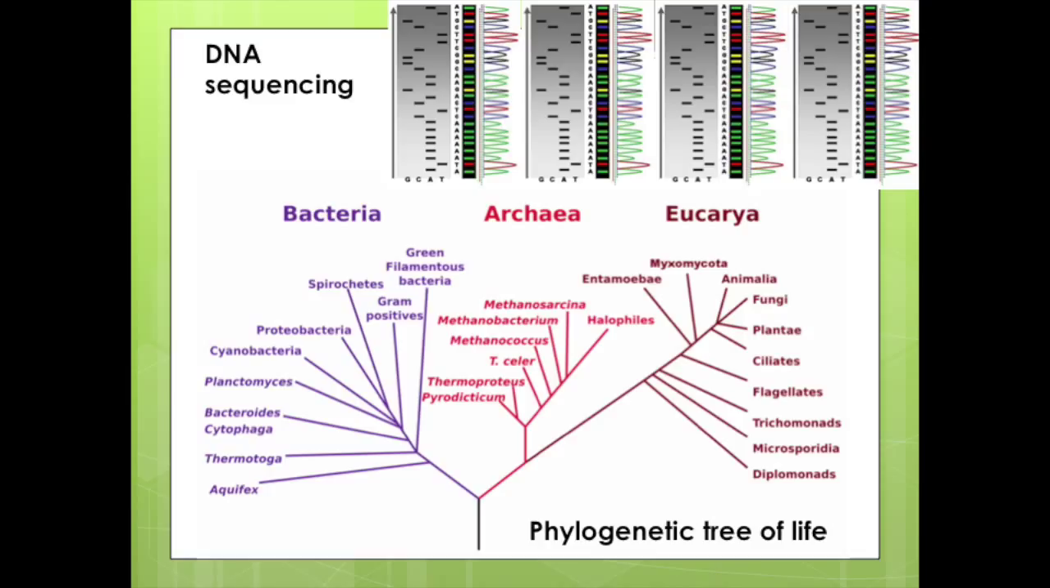With advances in molecular biology, and especially DNA sequencing over the past century or so, scientists are developing what we now call the phylogenetic tree of life. Here we see a current so-called phylogenetic tree of life, which is developing based on DNA sequencing. So instead of just relying on morphological features, we can group organisms together based on their DNA.